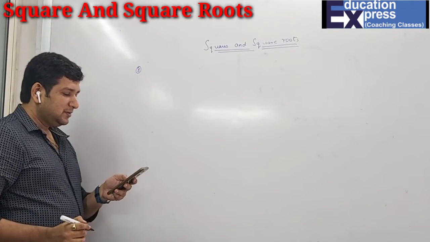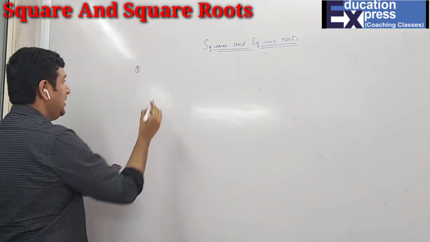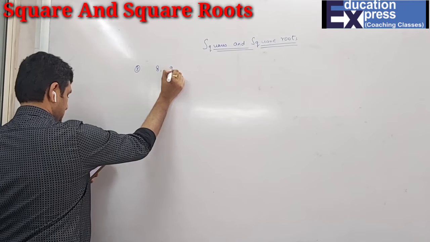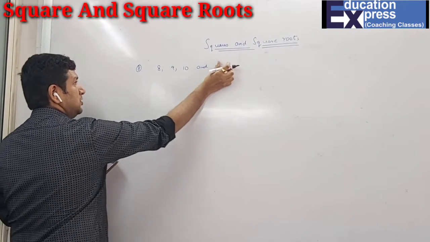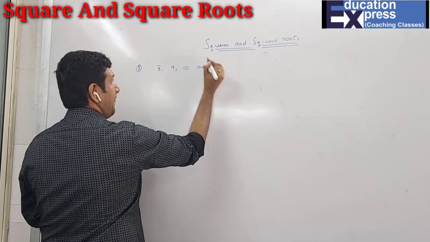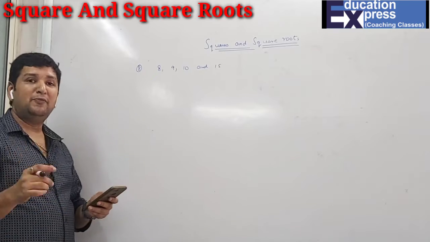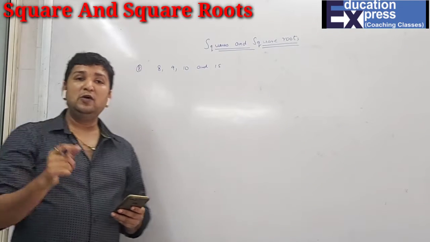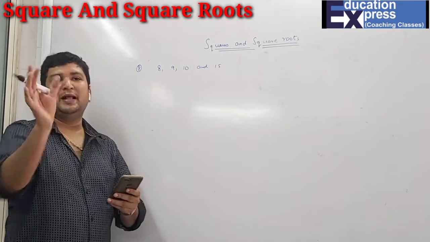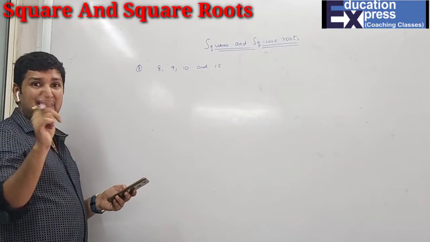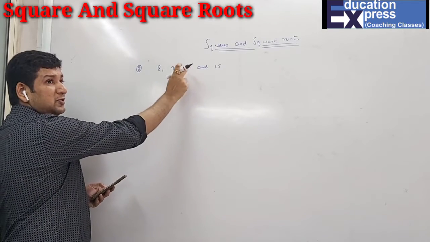Find the least square number which is exactly divisible by 8, 9, 10 and 15. So students, over here I want to find the square which is exactly divisible. Remember, students, whenever you want to find the number which is properly divisible by all these numbers, it means you have to take the LCM. Because when I find the LCM, I come to know the number which is divisible by 8 also, 9 also, 10 also, 15 also.